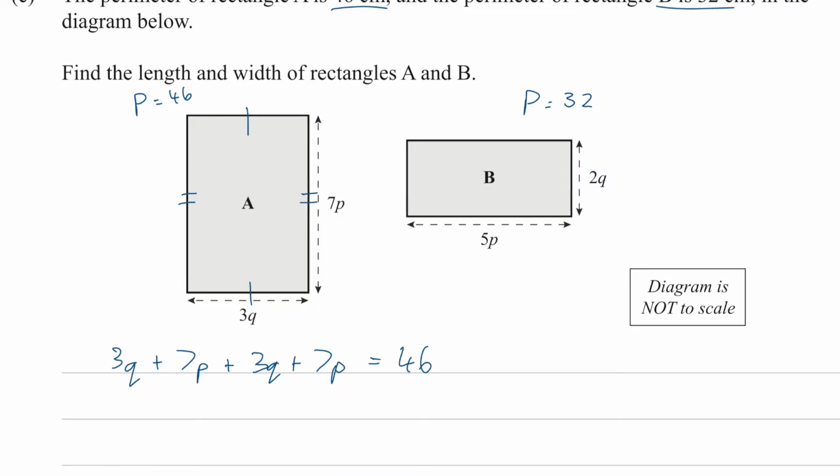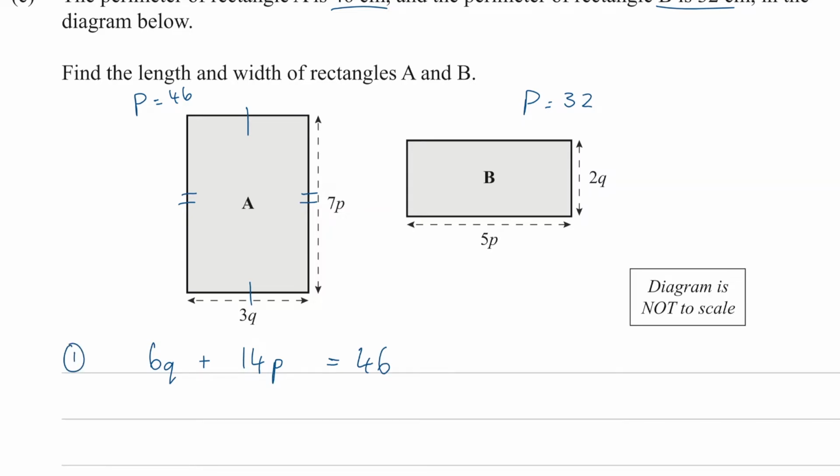And if we just combine this, the 3Qs, we get 6Q, and 7P plus 7P is 14P. So let's just write that in one step here. Now I didn't put those in alphabetical order, but who cares? Not me. It's still maths. So that's one equation.